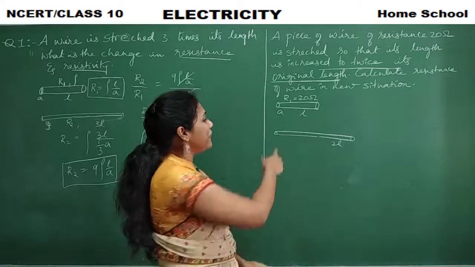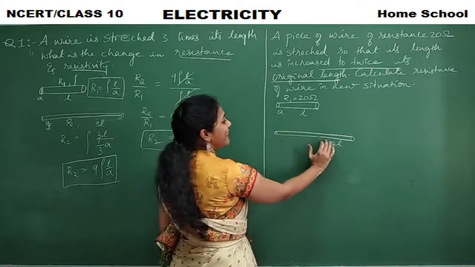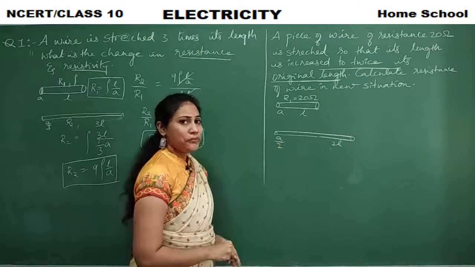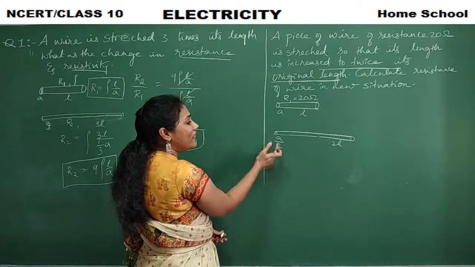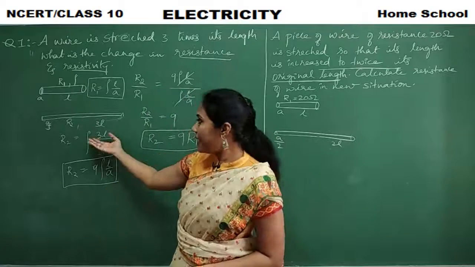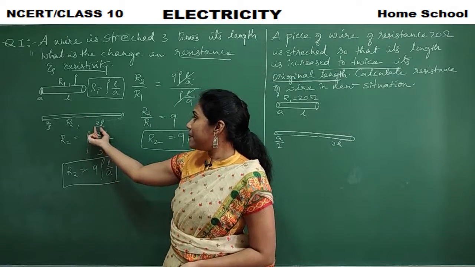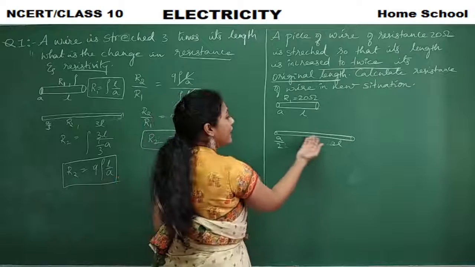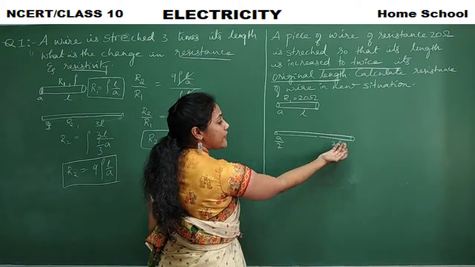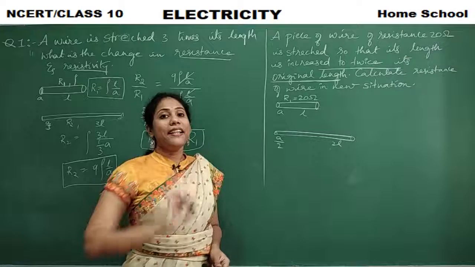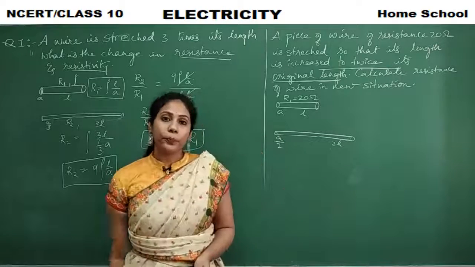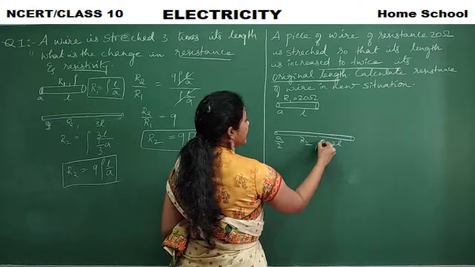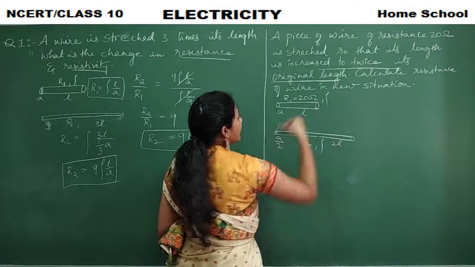And what would happen to the area, guys? When the length is increased by 2 times, our area will decrease by 2 times. So here the area of this new wire is A by 2, right? Just like here, the length was increased 3 times, 3L, the area decreased by 3 times, so A by 3 is the area. Similarly here, the length is increased 2 times, so length is 2L, area will decrease by 2 times, so area is A by 2. Let the resistance of this wire be R2, resistivity is rho here. Here also resistivity is rho.